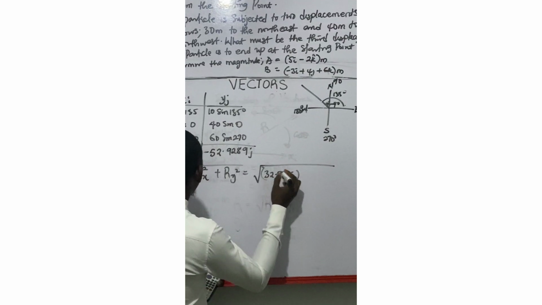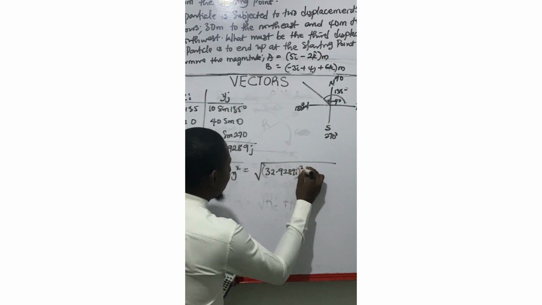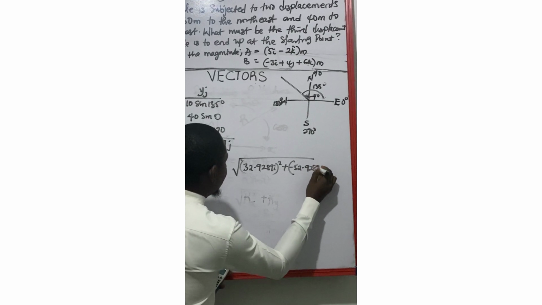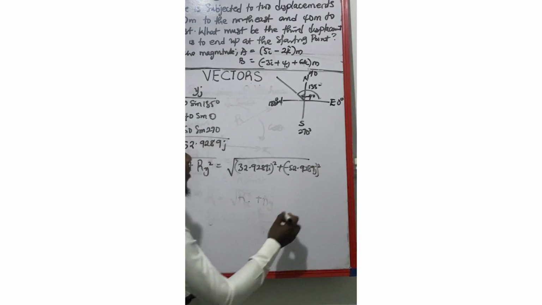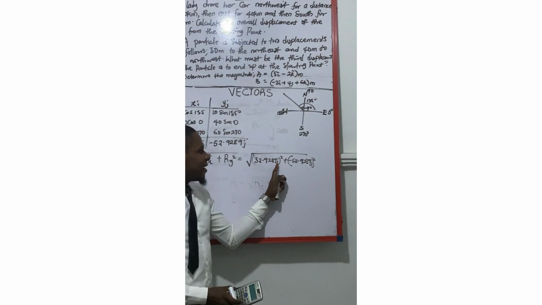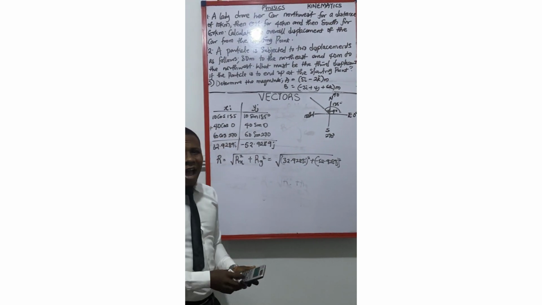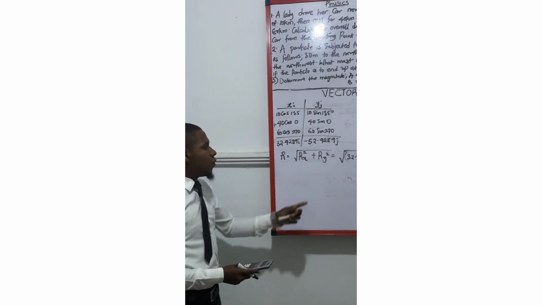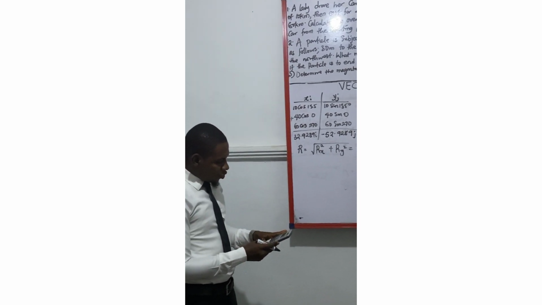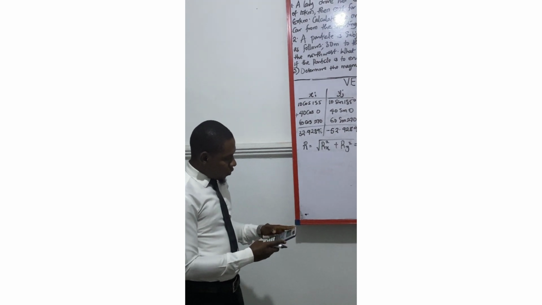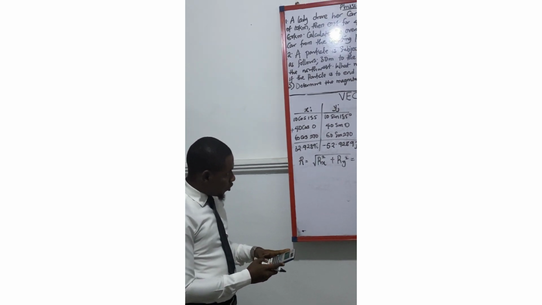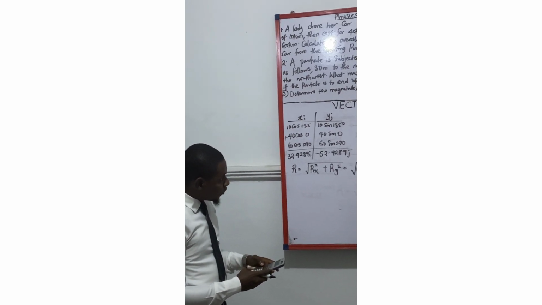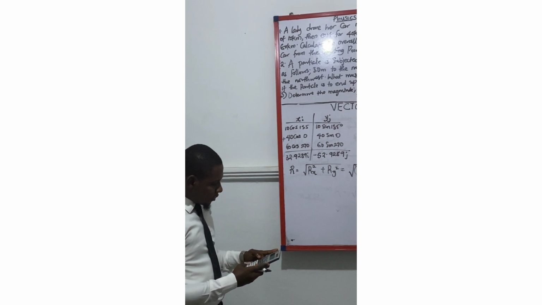32.9289i squared plus minus 52.9289j squared. Now remember, when you're taking the square of a unit vector in the same direction, you are going to have 1. So i squared is 1, which is equal to j squared, which is 1, which is equal to k squared, which is 1 also. So in this case, we'll take 32.9289 squared plus minus 52.9289 squared.